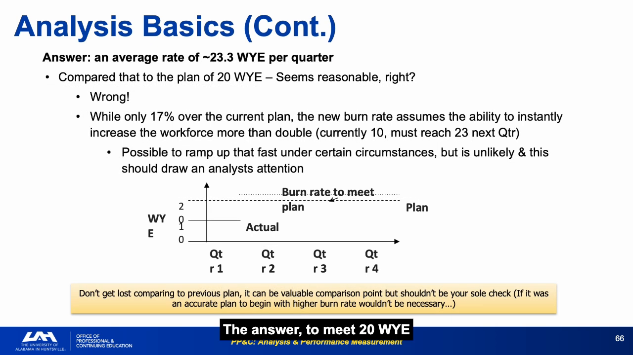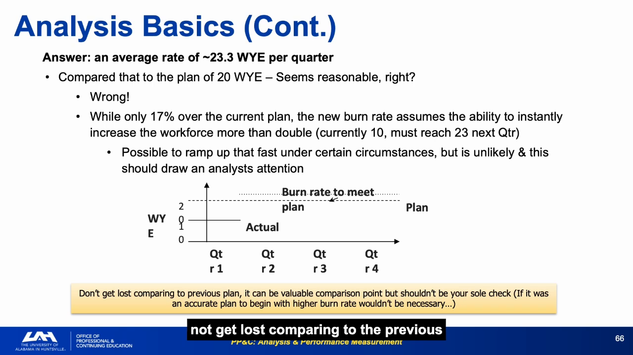The answer: to meet 20 WY for the year after 10 WY in Q1, the program needs to average 23.3 WY per quarter, which requires more than doubling the workforce almost instantly. While 23.3 versus 20 looks like only 17% over plan, the real issue is the ramp required. Going from 10 to 23 in 1 quarter is a near doubling that is very unlikely to be achievable.